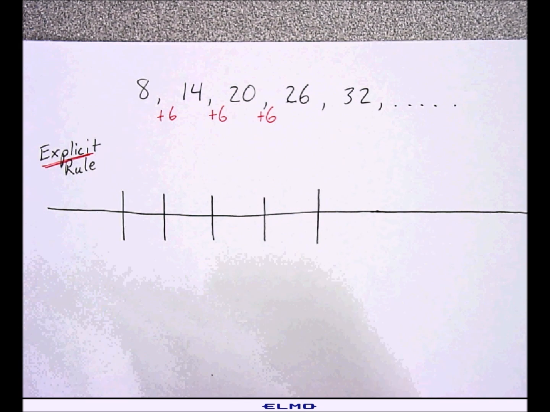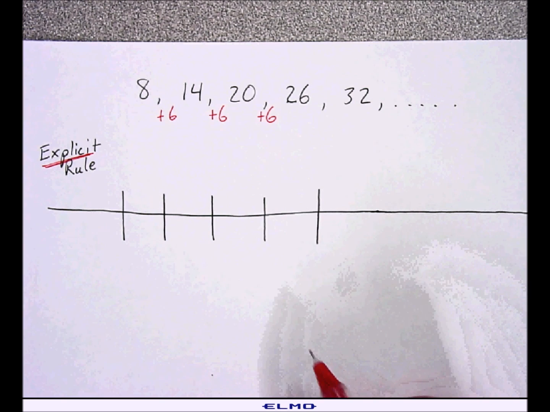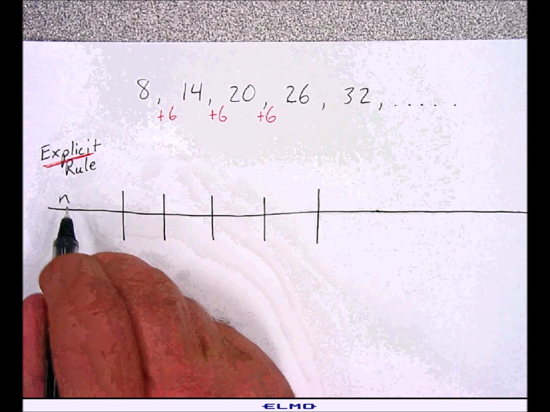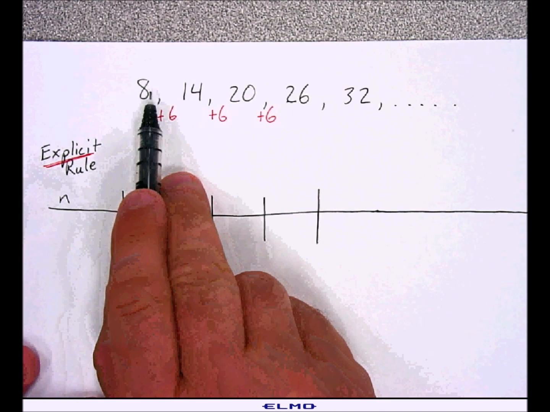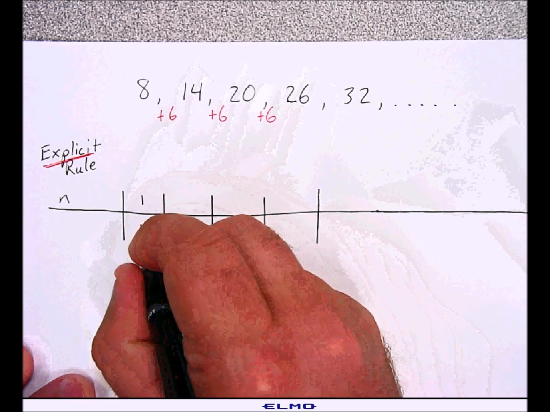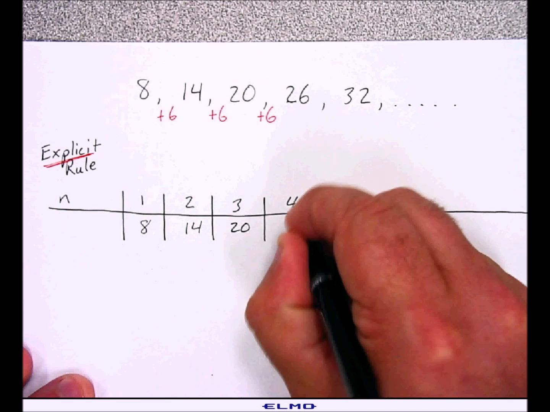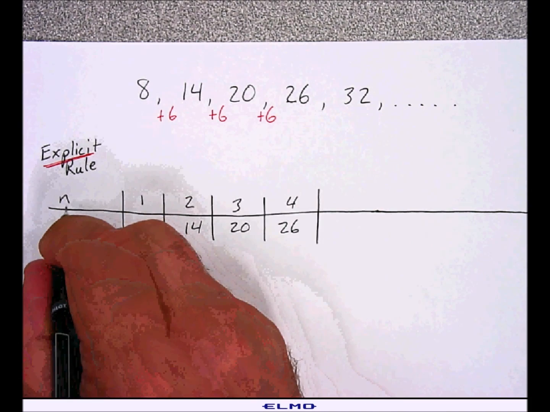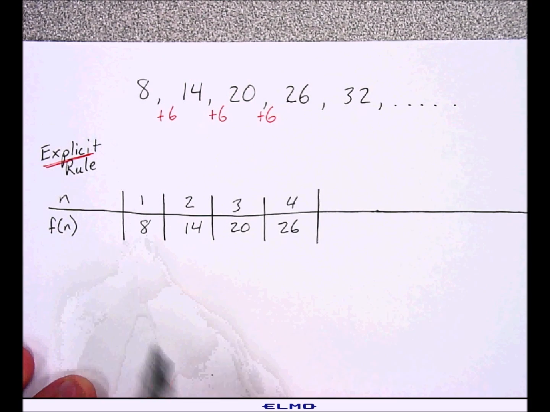There are a couple of methods to do this, but here's one that I like. I'll start by making a table. I'll call n any number in my sequence, and by number I mean what number term. So the 8 is my first term, the 14 is my second term, third term, fourth term, and so on. The first term was an 8, the second term was a 14, third was a 20. We can think of this table as an input-output. If my input is n, then f of n is my output. That's the number that is actually part of the sequence.